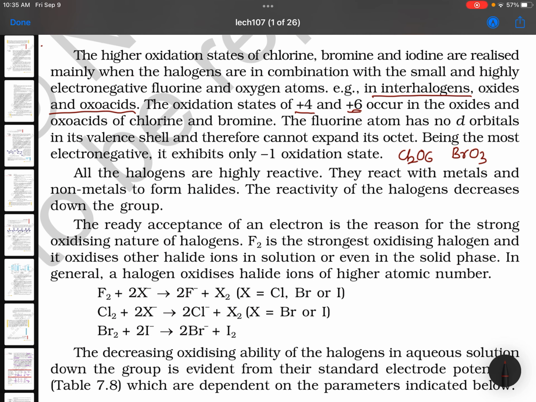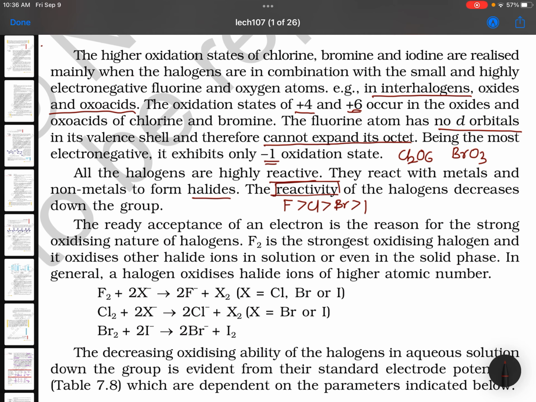The fluorine atom has no d orbitals in its valence shell and therefore cannot expand its octet. So its oxidation state is -1. All the halogens are highly reactive. We know this very well. They react with metals and non-metals to form halides. The reactivity of the halogens decreases down the group. So the reactivity order is fluorine greater than chlorine, bromine, and iodine.